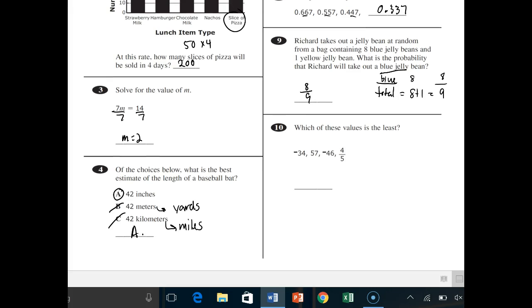Which of these values is the least? Again, the more negative you are, or the further to the left you are on the number line, the smaller the number is. So -46 is the smallest. Okay, that's the front side.